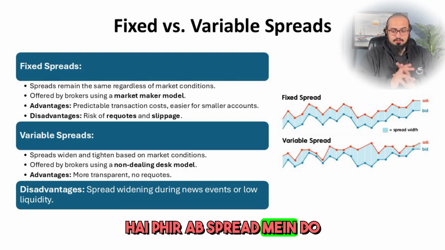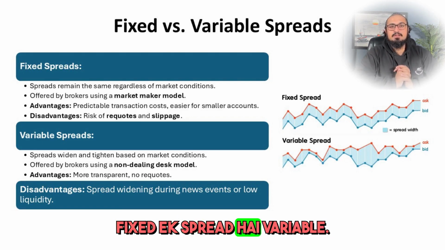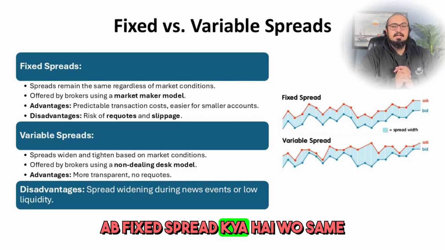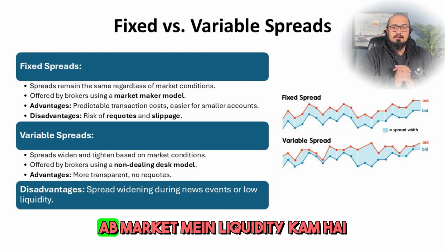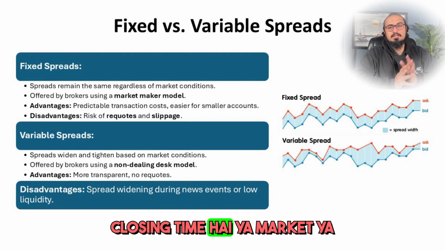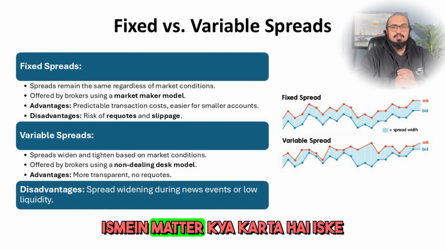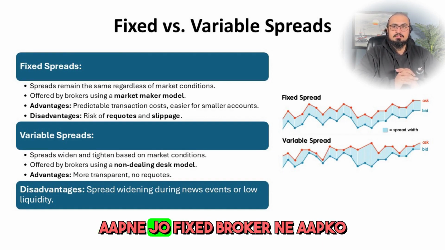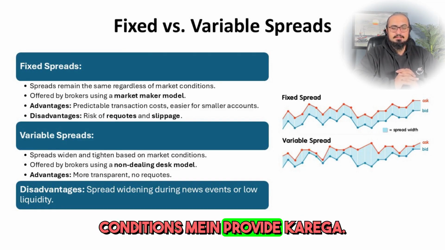Then there are 2 types of spread. One spread is fixed, one spread is variable. Now, what is a fixed spread? It remains the same regardless of the market conditions. Whether the market has low or high liquidity, whether it is market opening or closing time, or the market is in full swing, it does not matter. What matters is that the fixed broker will provide you with the spread they have told you under any conditions.